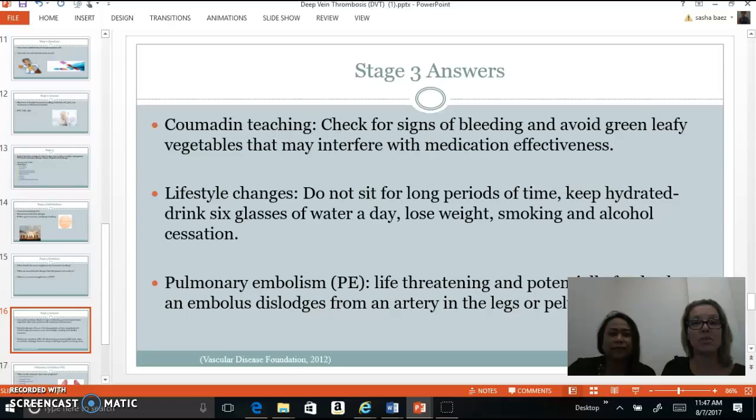Coumadin teaching: check for signs of bleeding and avoid green leafy vegetables that may interfere with medication effectiveness. Lifestyle changes: do not sit for long periods of time, keep hydrated, drink 6 glasses of water a day, lose weight, quit smoking and alcohol, and just get up and exercise. Pulmonary embolism, PE, is life-threatening and potentially fatal. It occurs when an embolism dislodges from an artery in the legs or pelvis to a lung artery.